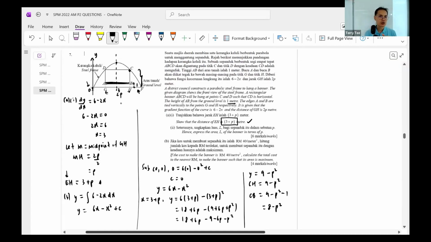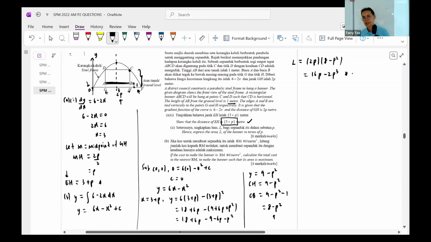The length of the banner, we know, is 2p. The width of the banner is 8 minus p squared. So your area, L, they asked us to use L, will be length times breadth. Expand: 16p minus 2p cubed. There you go. That is your area of the banner.